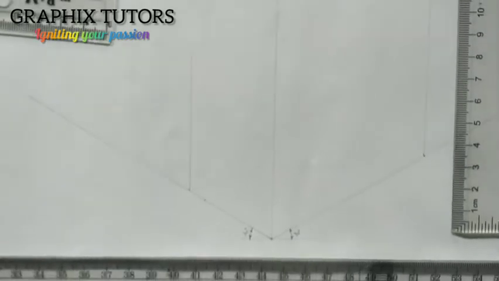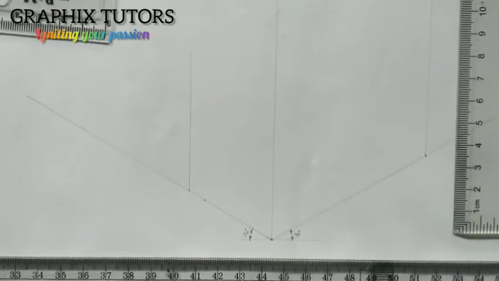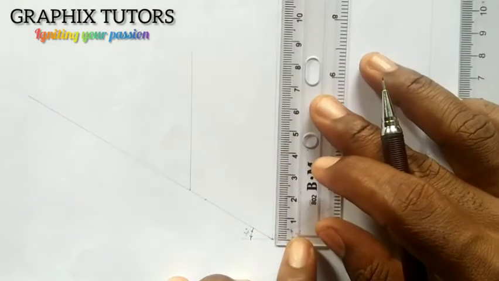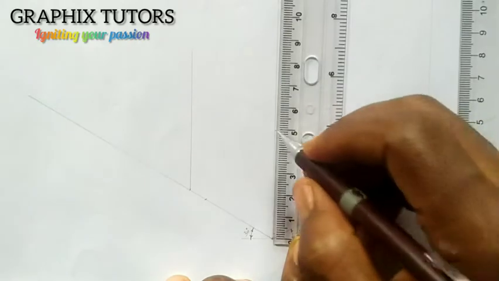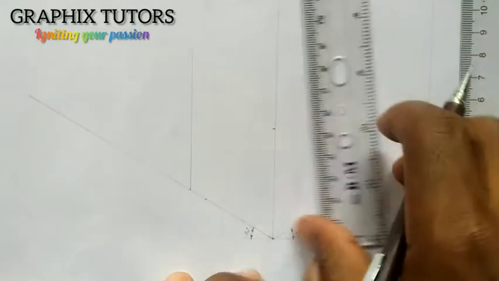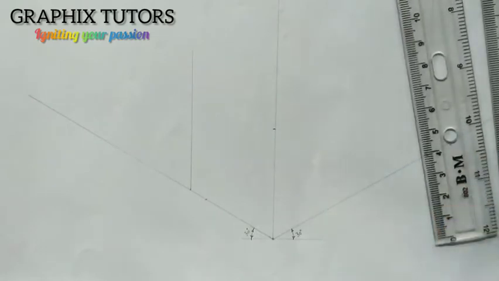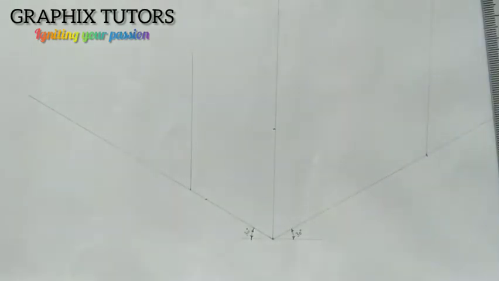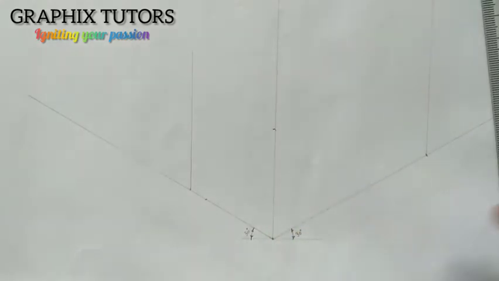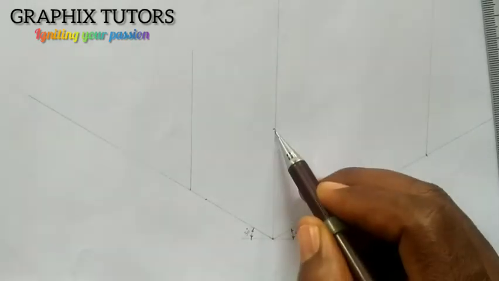So I'll measure 50 upward. So my total height is 50. So this is 50 here. From 0 to 5 is 50. Now we'll close it up. This point is like this point here. So whatever I did here, I'll do it at this point too.